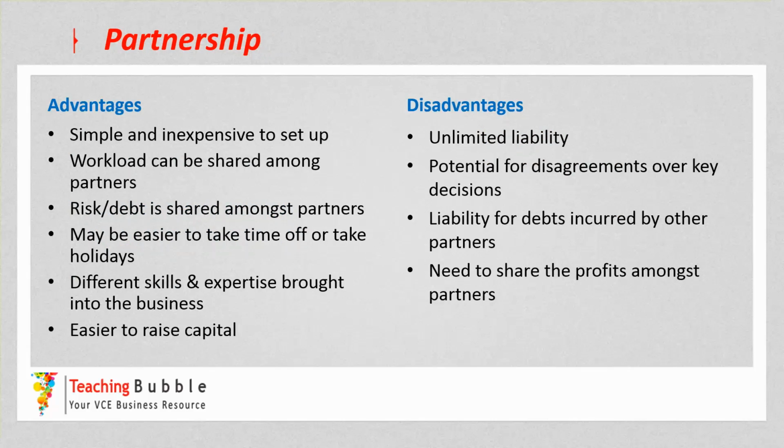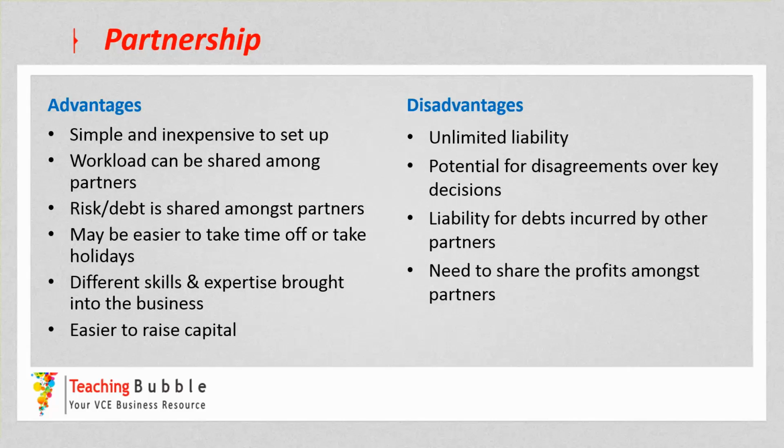So the advantage is that, again, it's really simple and inexpensive to set up, but now the workload can be shared among the partners. The risk and debt is also shared amongst the partners. Although they have unlimited liability, it's not just one person responsible for those debts. It's now shared amongst the partners depending on the percentage of the ownership that they have. It may be easier to take time off because they can take holidays, so that one of the partners can leave and go on a holiday and the others can pick up the slack.